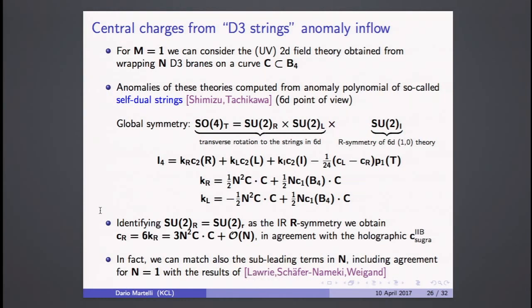So in this case, if we take this point of view where there is no Kaluza-Klein monopole, then we can use some microscopic description that is available in the literature. We have N D3 branes which wrap the curve C in B4, and these are known as self-dual strings. I call them D3 strings because they are wrapped D3 branes which behave as strings. And in this relatively recent paper by Shimizu and Tachikawa, using a 6D point of view, again coming from F-theory, reducing on a four-dimensional manifold and having an effective six-dimensional theory, they have these strings and they computed the anomaly polynomial of these strings, right? These anomaly polynomials are nowadays very much in use in various places. They're very powerful because they capture the information about anomalies of theories, even though you don't know the microscopic description in terms of a Lagrangian or anything like that.